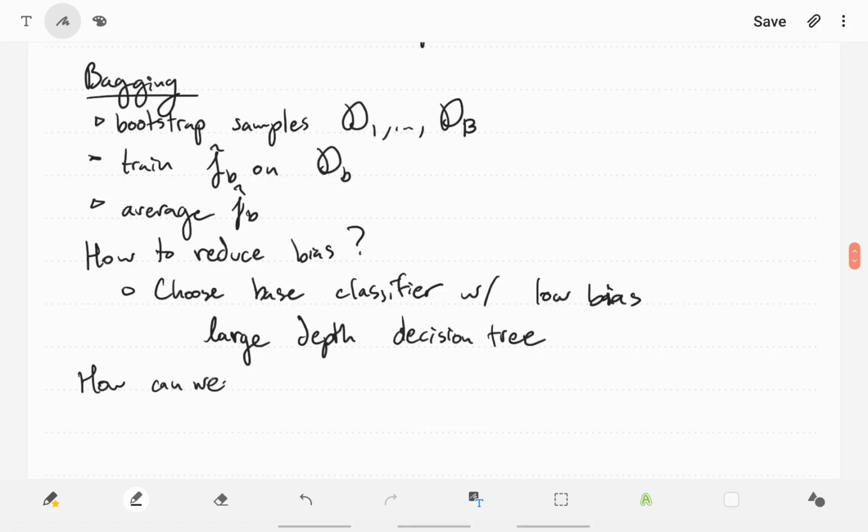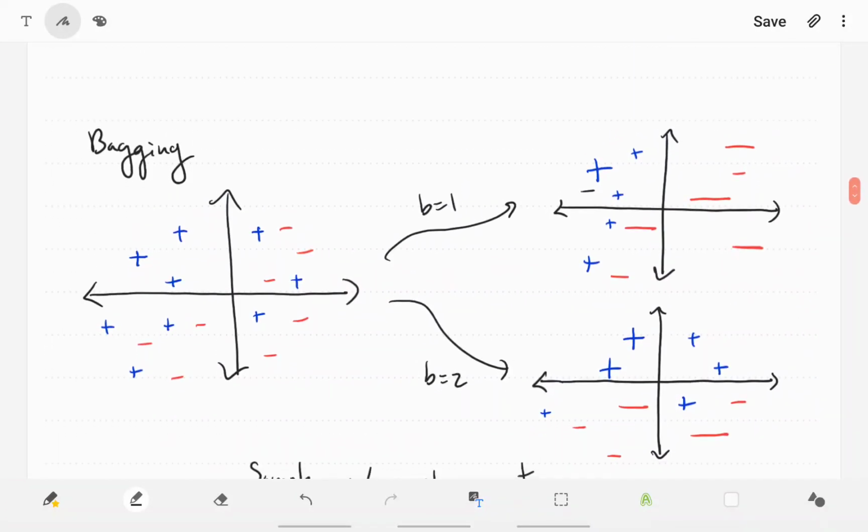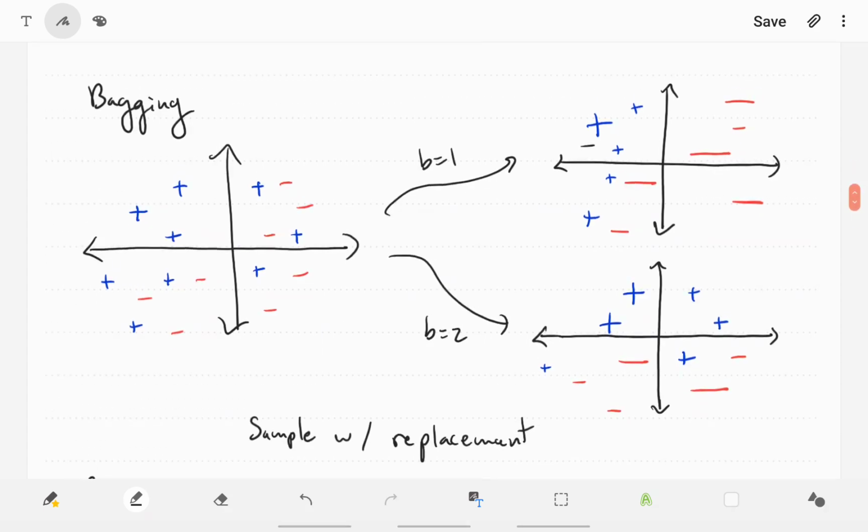Can we reduce our variance? How do we reduce our variance? Well, the way that we're going to do that is we're going to try to make these bootstrap samples as non-overlapping as possible. So we're just going to reduce our subsampling rate and then increase this capital B, the number of bag samples.